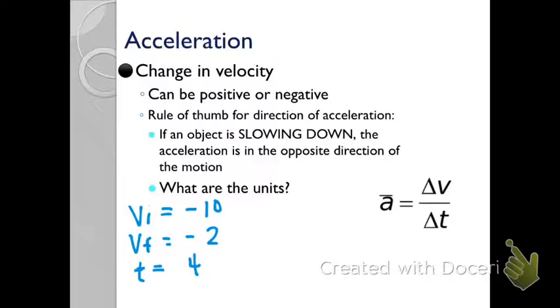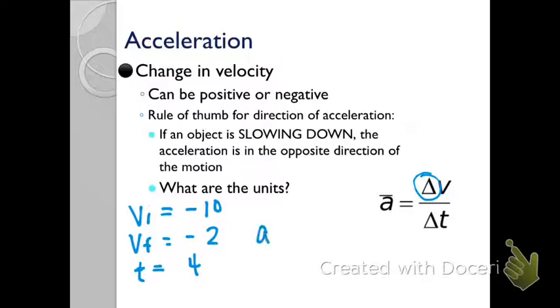Based on this rule of thumb, if I'm slowing down, moving in the negative direction, my acceleration should be positive, right? Based on the rule that we see here. But let's see if the math proves that. So do you remember what this sign right there means? It means change in, right? It's called delta, but it means change in. So it really means final minus initial.